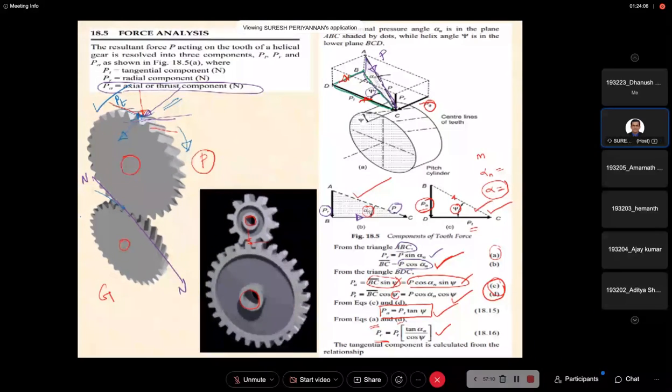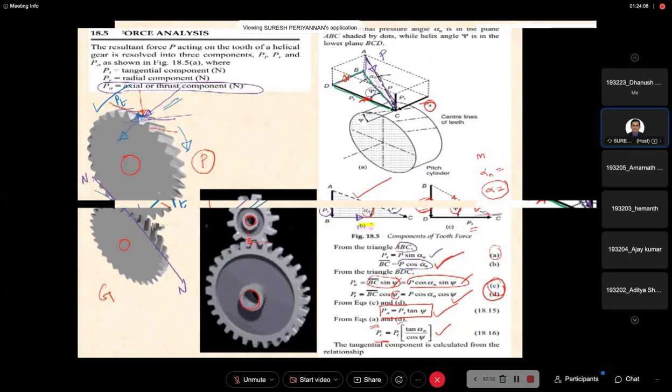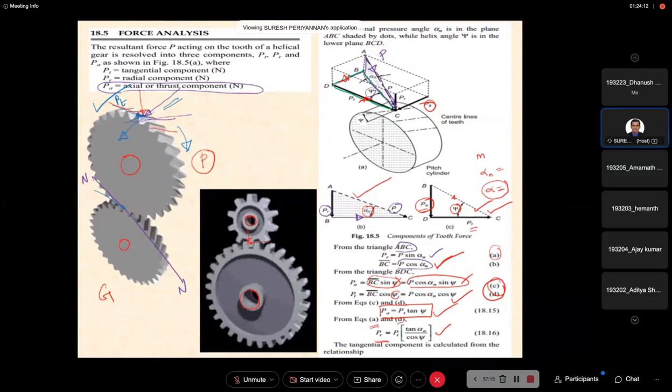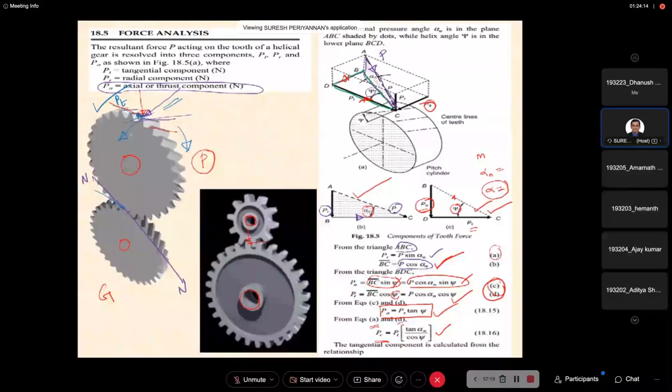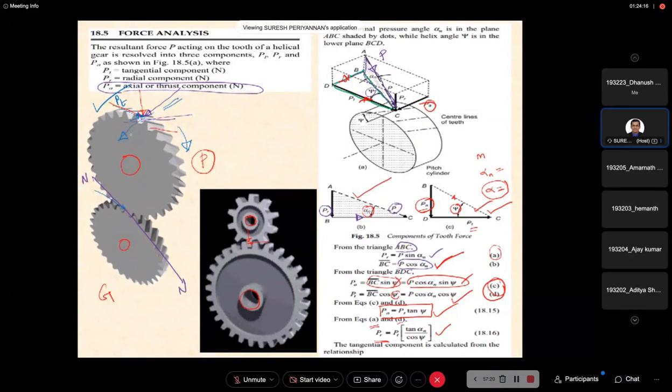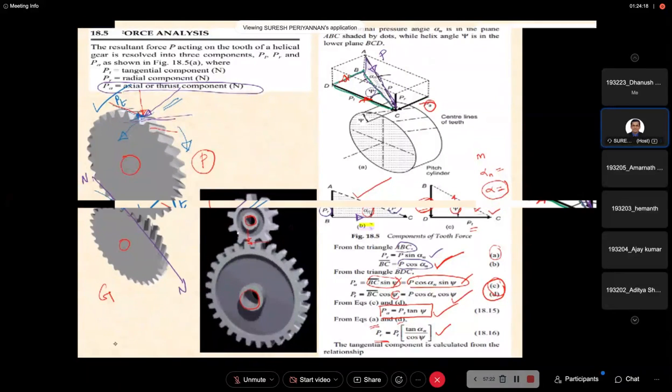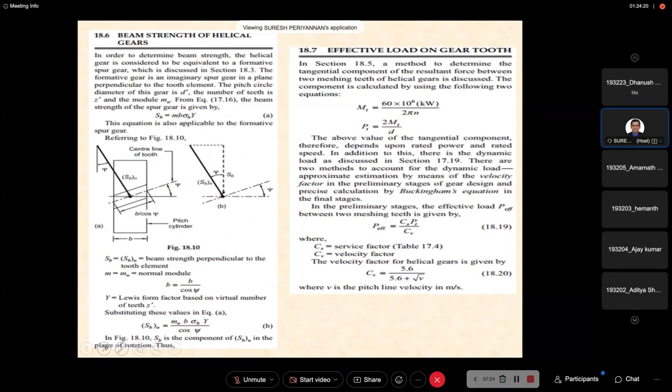So based on the rotation, based on this directional rotation, we have to understand in which direction the PT and the PA are acting. Okay, now I come to the beam strength of the helical gear.